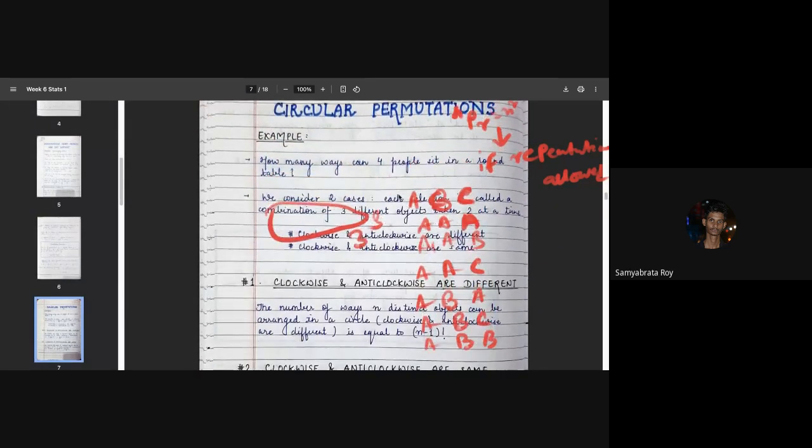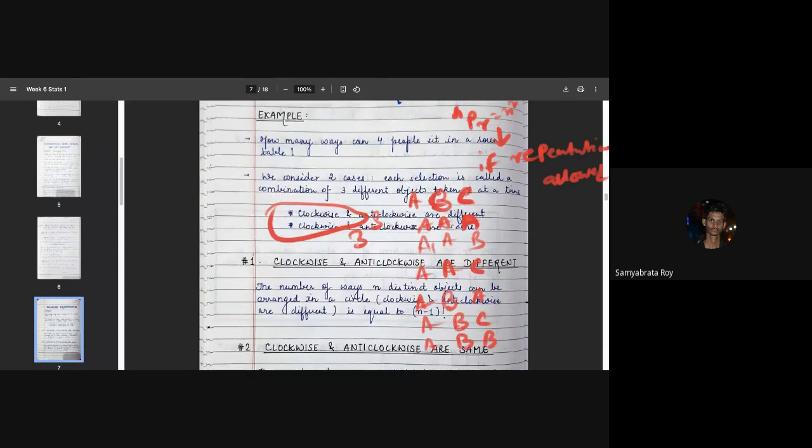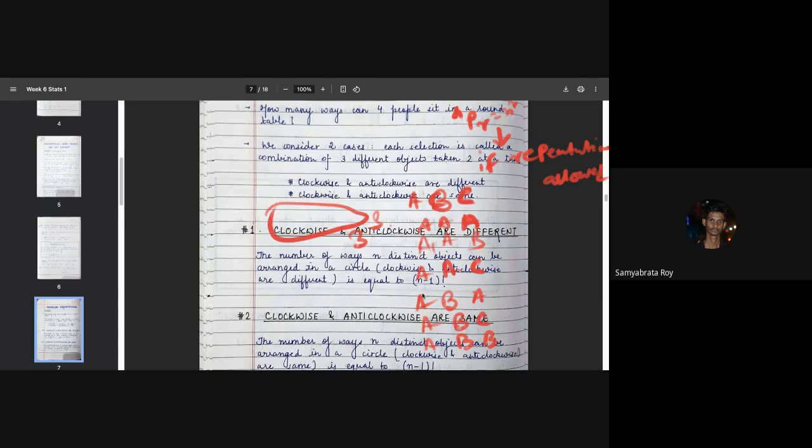There's a way of doing circular permutation. In this scenario, we just do nothing. Basically, if we are asked to choose n number of distinct objects, we just take n minus 1 factorial. That will lead me to the next thing.